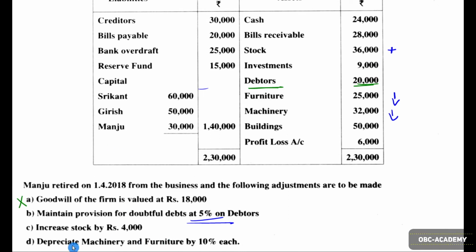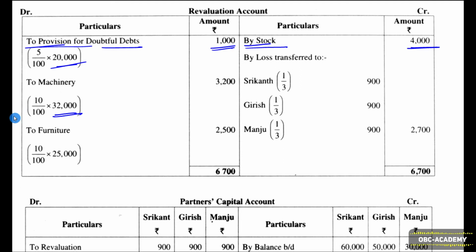Next, depreciation. Depreciation of machinery and furniture at 10%. The machinery is 32,000 and furniture is 25,000. We'll write to machinery 32,000, and to furniture 25,000. Then we calculate 10%. You don't need a calculator, because 10% is always just deleting the last digit. If it is 10% of 10,000, it's nothing but 1,000. You just ignore the last zero. So you'll end up with 3,200, and the furniture is 2,500. We don't have any other adjustment regarding this, so we'll close the revaluation account.